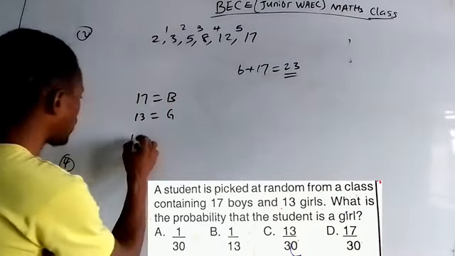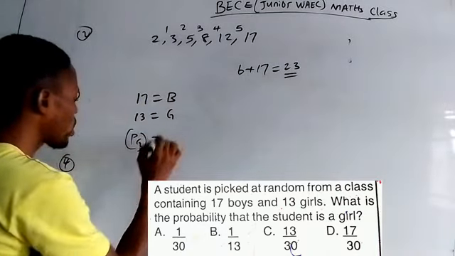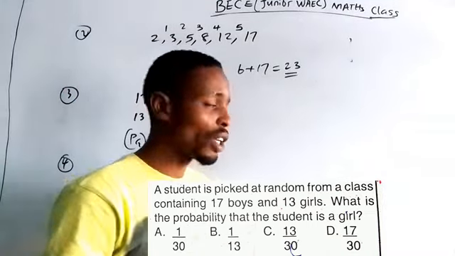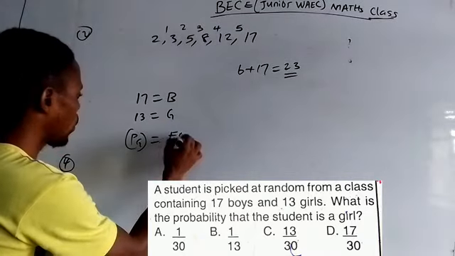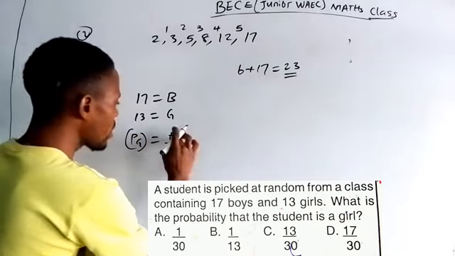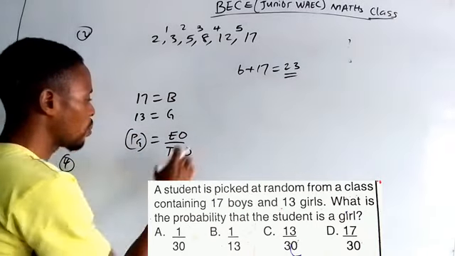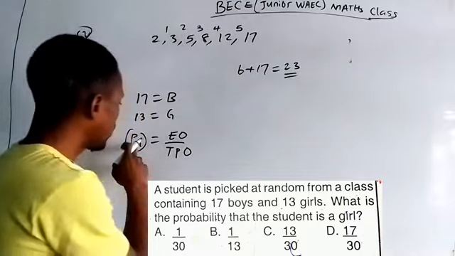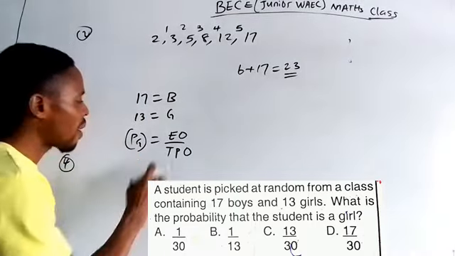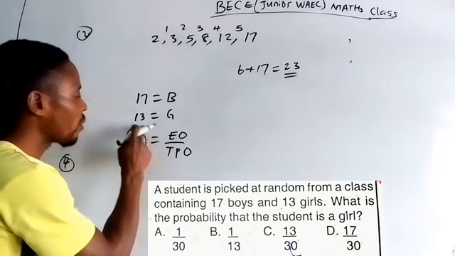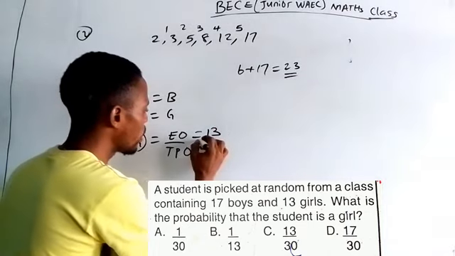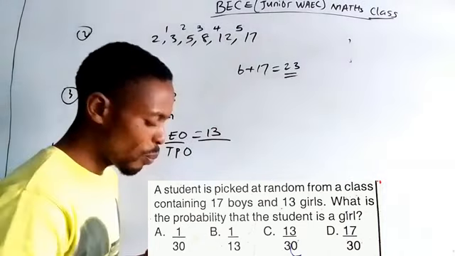Okay, let's find it now. The probability of picking a girl is equal to, what's the formula for probability? If you still remember, the formula for probability is equal to expected outcome over total possible outcome. So what is our expected outcome? What is our total possible outcome? Since we are picking a girl, our expected outcome is the number of girls in the class. So our expected outcome is 13, divided by what will be our total possible outcome.